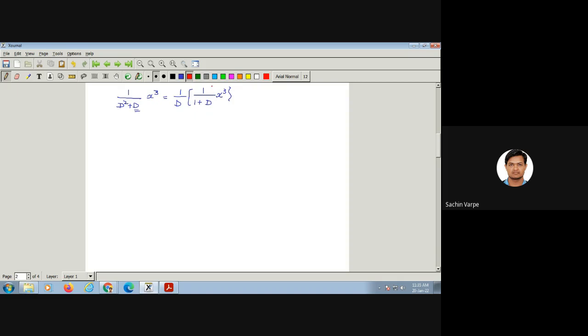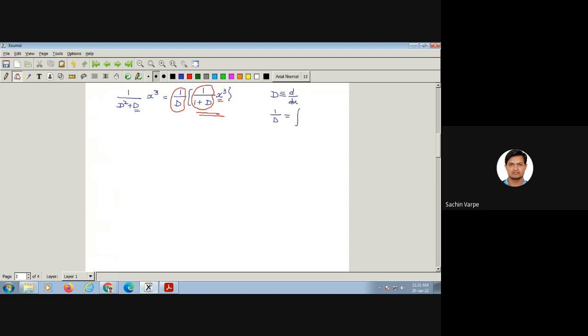So we expand this using the formula above, that we operate each term onto x cube, and then whatever expression we get, we operate 1 upon d onto that. What is 1 upon d? D means derivative. So what is 1 upon d? 1 upon d means integration. We have seen the reason why 1 upon d is integration.